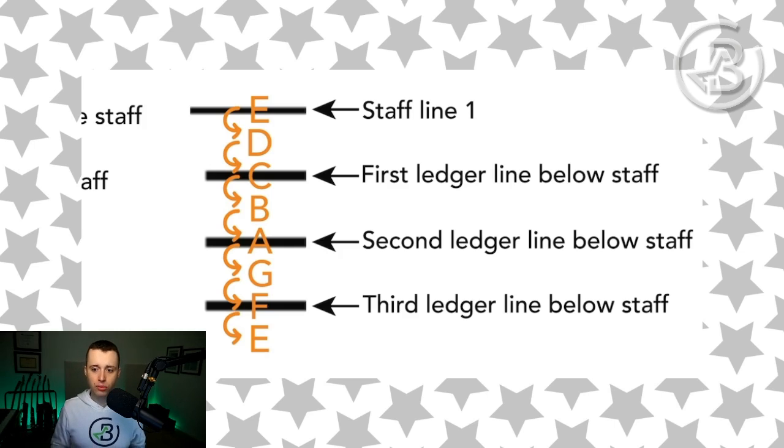And then on ledger line number 1, we have a C note. Below that ledger line, we have a B. Ledger line number 2, we have an A note. Below that ledger line, we have a G. Ledger line number 3, we have an F. Below that, we have an E.